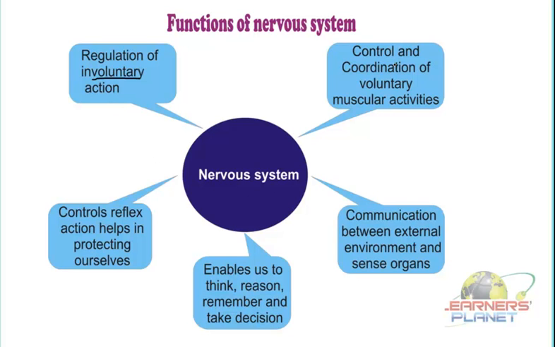Then come the voluntary actions. Not only this, the nervous system is also helping in the control and coordination of voluntary activities. Now involuntary, as we had taken the example, what do you mean by voluntary? The opposite of involuntary. That means which occurs with your own wish. For example, movement of your hands, movement of your neck, or any part of your body which you want to move in your own way.